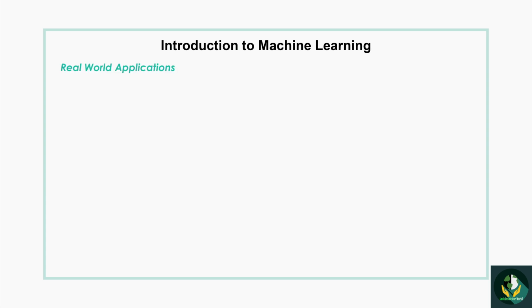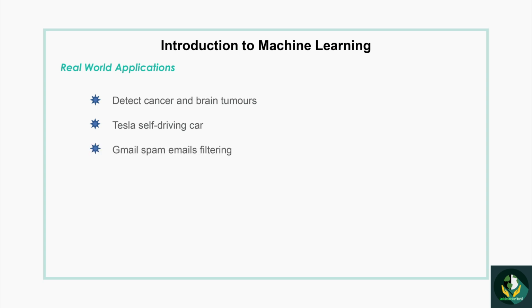Here are some specific examples of the application of machine learning. Number 1. It is used to detect cancer and brain tumors. Number 2. Tesla, the car manufacturing company, is working on self-driving cars using machine learning. Number 3. Our Gmail separates spam emails into a different folder from the important emails, and it uses machine learning algorithms to do that. Number 4. Google Translator uses machine learning algorithms to translate text from one language to another.